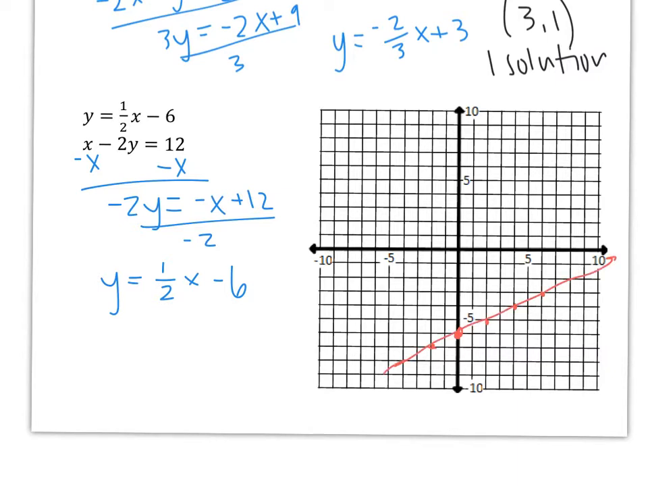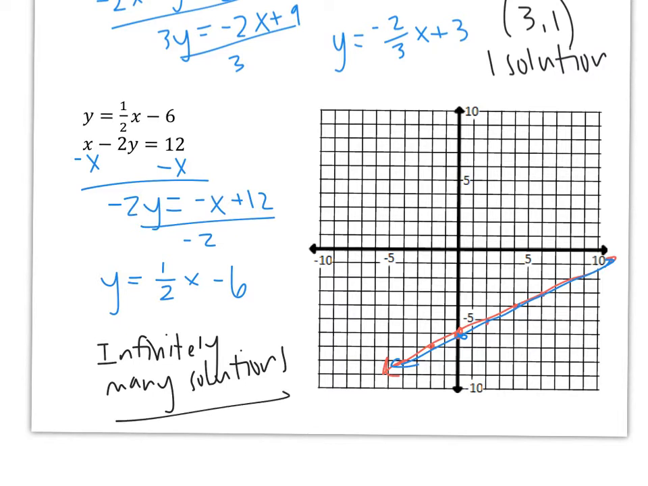Now the second equation is, and I don't know if you noticed this right away when we solved for it, but it's actually the same one. y equals 1/2 x minus 6. So if I were to graph this, it's the same line. You can see that based on graphing and just based on looking at the two equations. This would mean infinitely many solutions, and that's because it's the same line.